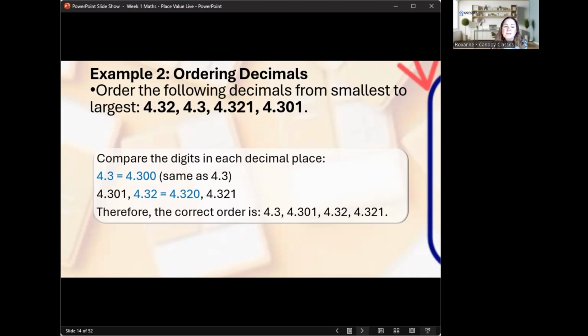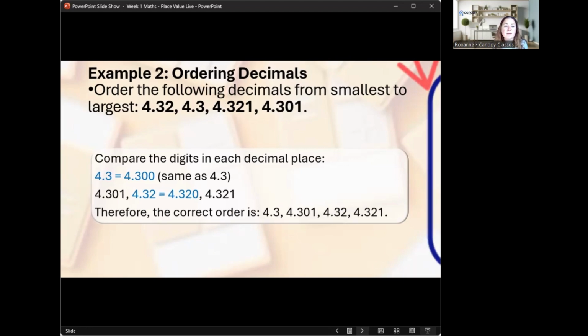Notice at the bottom that when it's in the correct order, I've used the original state that number was in. It was written originally as 4.3, so I've written it back in as 4.3. But to figure it out, it's okay to put in the zeros if that helps you. Then we've got the 4.301, and then 4.32 is going to be larger than 4.301. So just remember, if you need to put those zeros in.